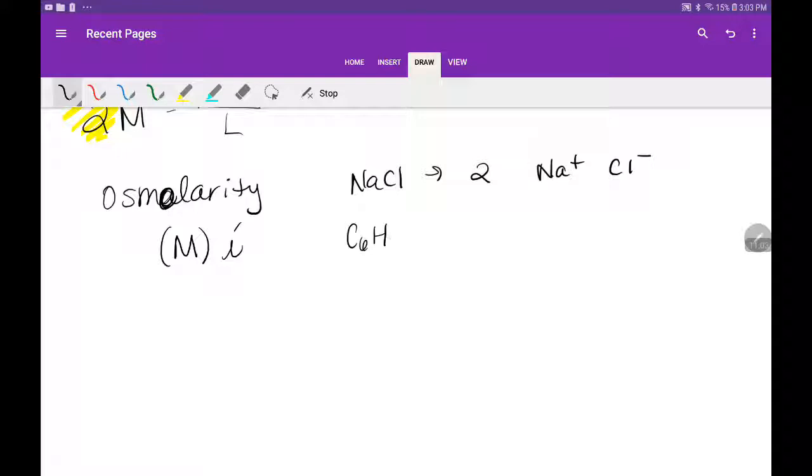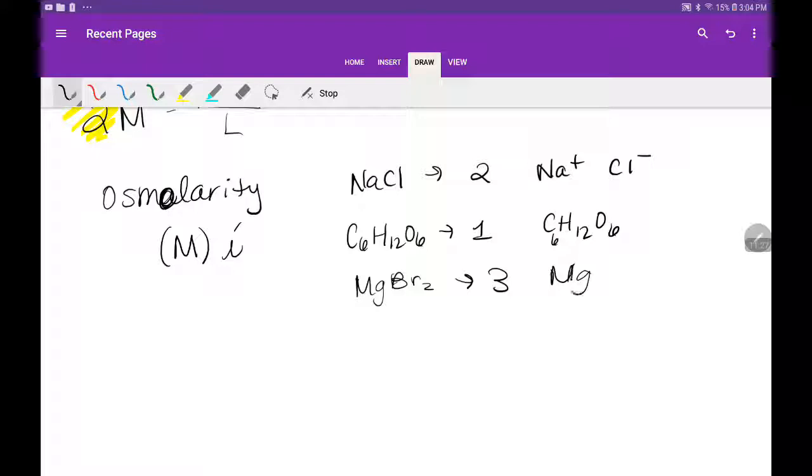Anything that's like a sugar, C6H12O6, in solution it's going to just stay exactly the same, C6H12O6, because it's covalent, it doesn't separate. But things like, what's a good one? MgBr2, this is ionic, it's going to separate into 3 individual ions, 1 magnesium per formula, 2 bromides. Thank you, Mitchie.